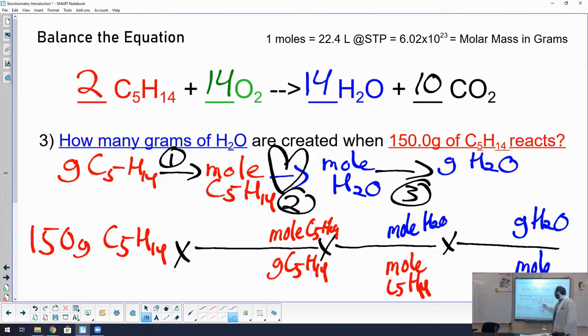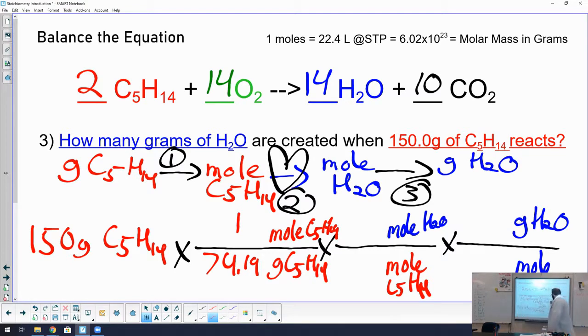Grams to grams becomes moles. We go from moles of one chemical to moles of another. And then moles of our water to grams of our water. We then need to plug in and set up. 1 mole, we know, is equal to grams in molar mass. So I need to find my molar mass to save us some time. It's going to be 74.19, right? The mass of 5 carbons plus 14 hydrogens.